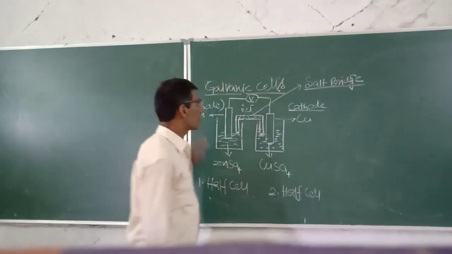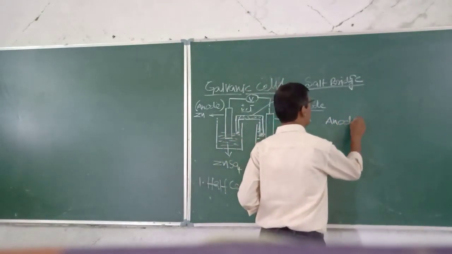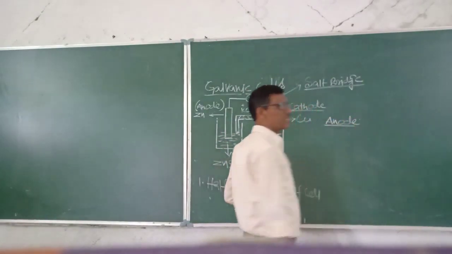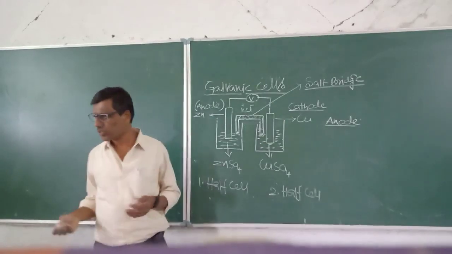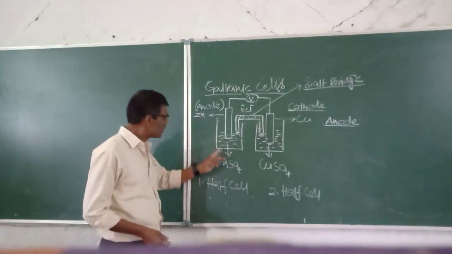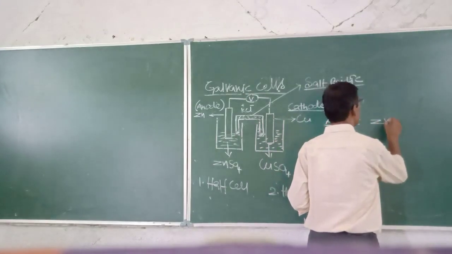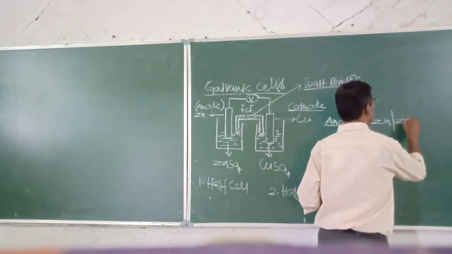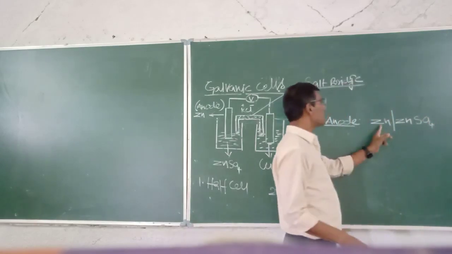So at the anode, what is happening? Let us see the chemical reactions that are taking place at the anode and cathode and how electricity is produced. At the anode, we have zinc dipped in zinc sulfate. This is how we write zinc in zinc sulfate.